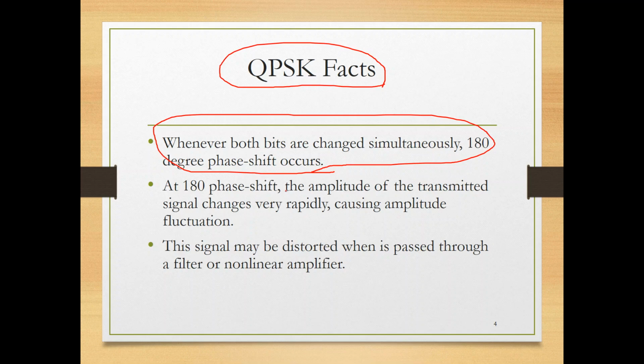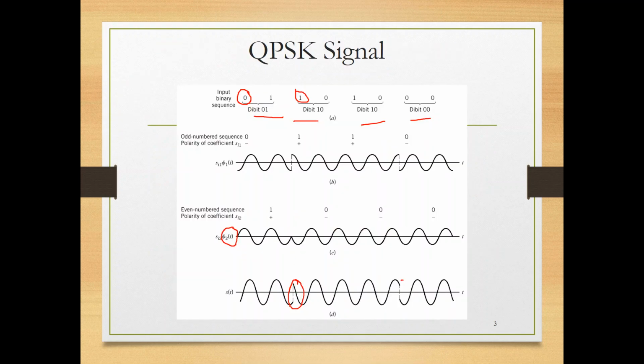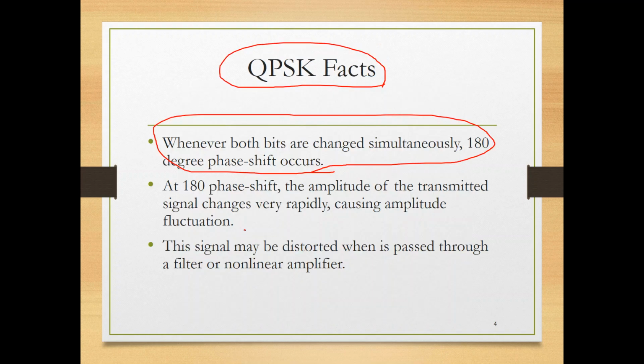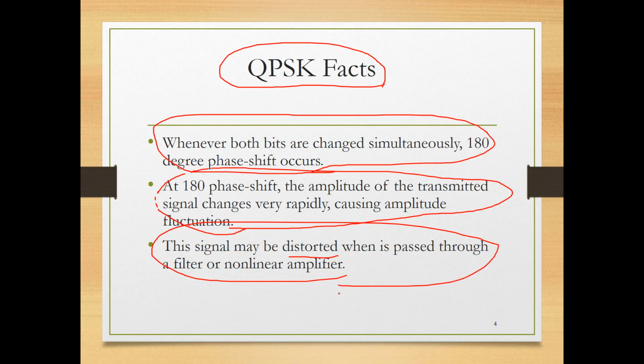At 180 phase shift, the amplitude of the transmitted signal changes very rapidly. From where did I get this information? From here. These facts are basically observations. As you can see here, when I have 180 degree phase shift, the amplitude changes suddenly. There is discontinuity in the signal. So again, this is not for memorization, yes? And this sudden change in the amplitude causes amplitude fluctuation. This signal may be distorted when it's passed through a filter or nonlinear amplifier. Clear? This is the problem that we are trying to address.